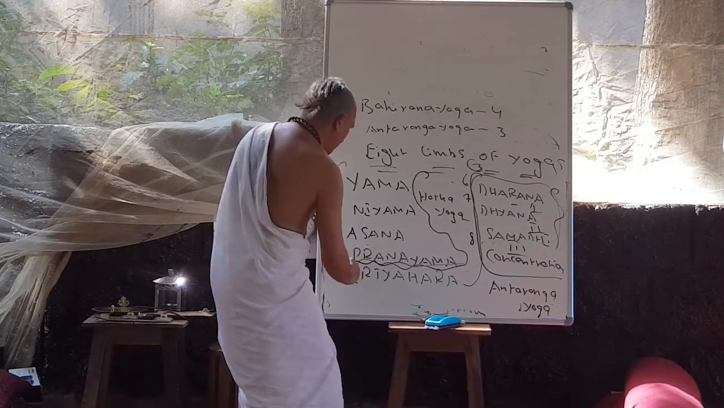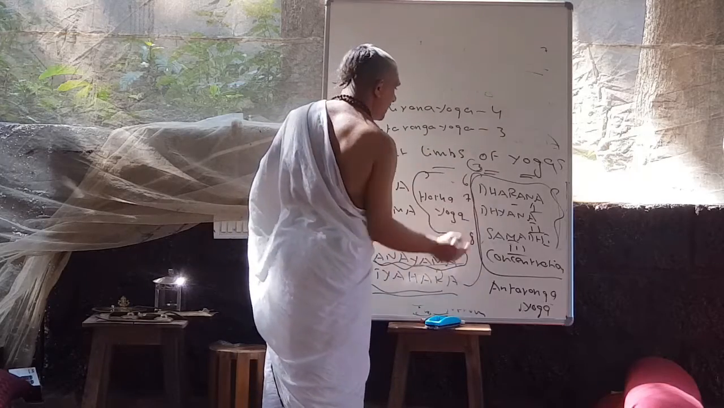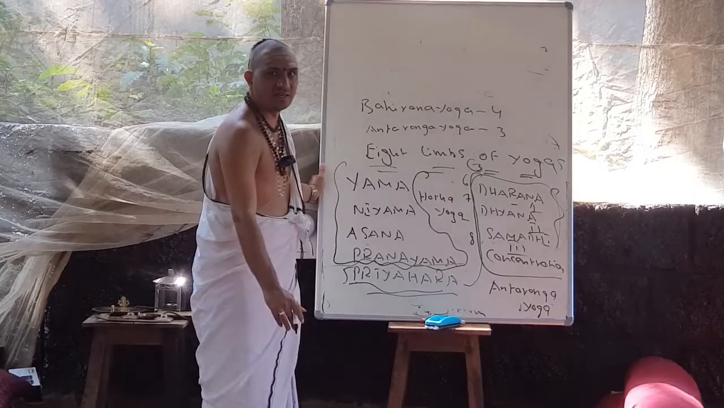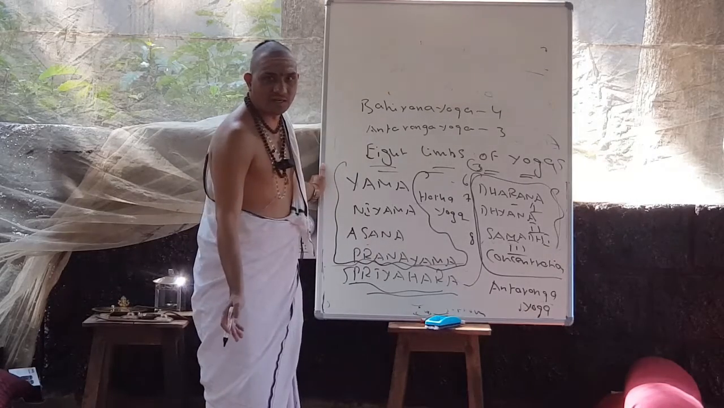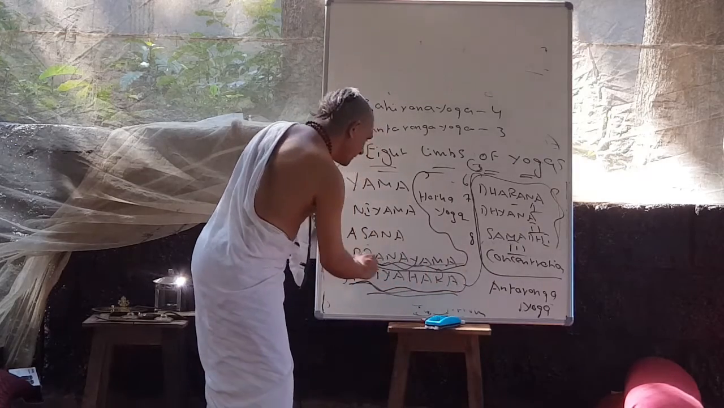Then what about the 5th limb? It is acting as a bridge between Antaranga Yoga and Bahiranga Yoga. It is always with the Antaranga and it is also with the Bahiranga. Pratyahara is a very special limb, the 5th limb.